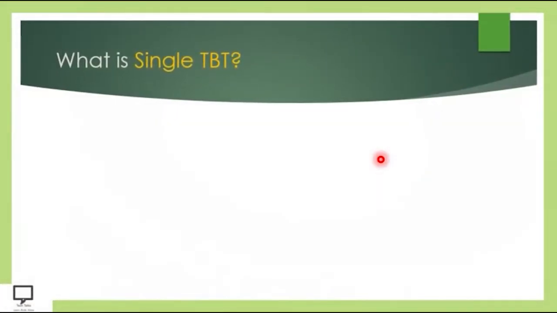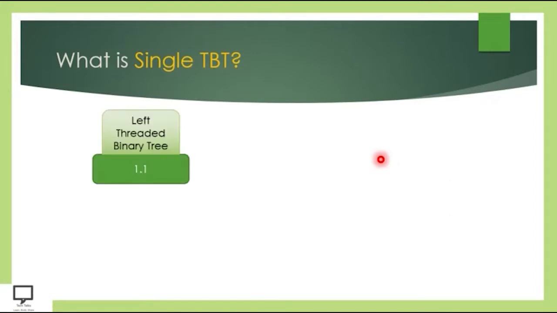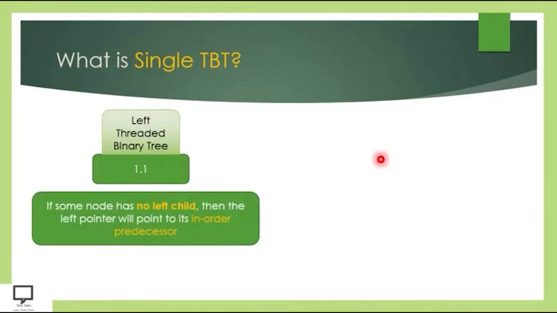So let's see more details about the threaded binary tree. What is a single threaded binary tree? If it is a left threaded binary tree, what does it mean? It means that if a node has no left child, then the left pointer will point to its in-order predecessor, because the thread will hold the address of the in-order predecessor. Meaning if the left pointer is null, instead of that null pointer, we will store the address of the in-order predecessor at the position of null.